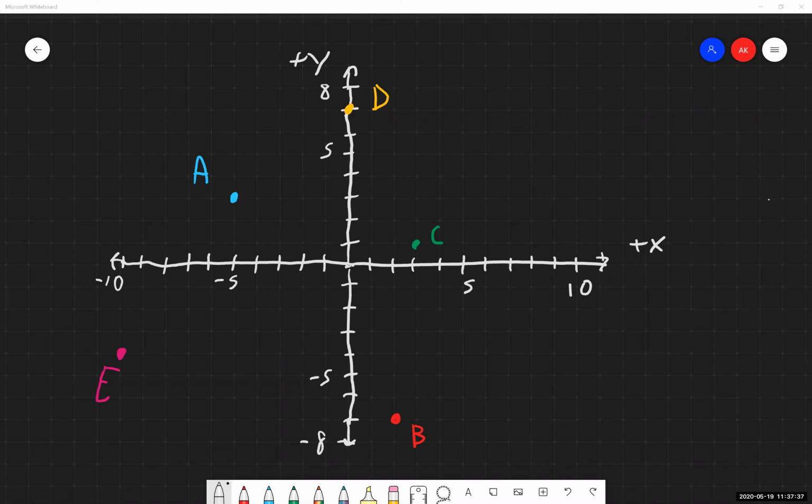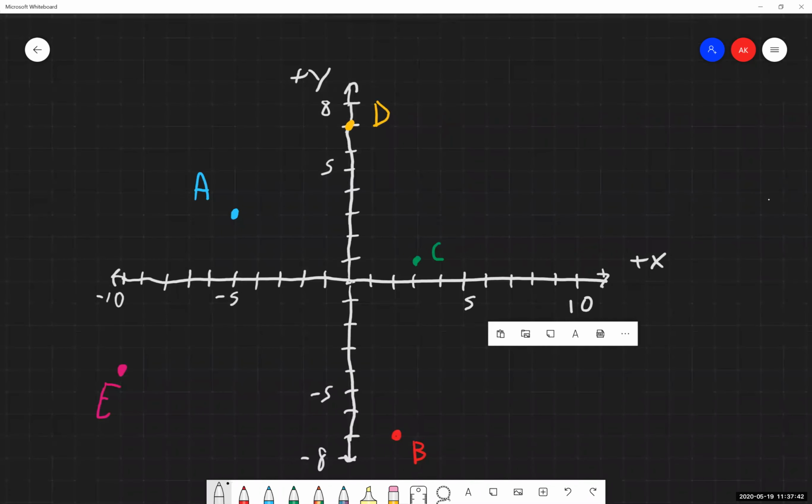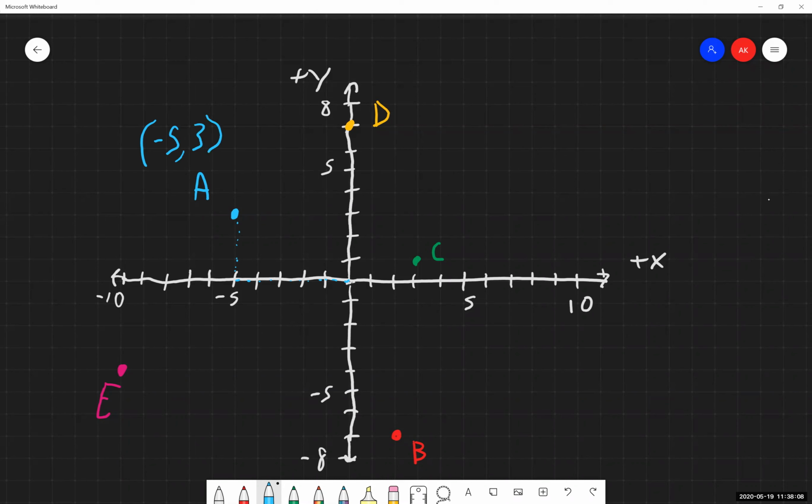So looking at our point A here. Again, we're going from our origin, seeing how far we're moving horizontally in our x direction. So I'm moving over 5 in the negative x direction, which means I have an x value of -5. And then I'm moving up by 1, 2, 3. So I have a y value of 3. So the point A is the ordered pair (-5, 3). It's a bit better here.